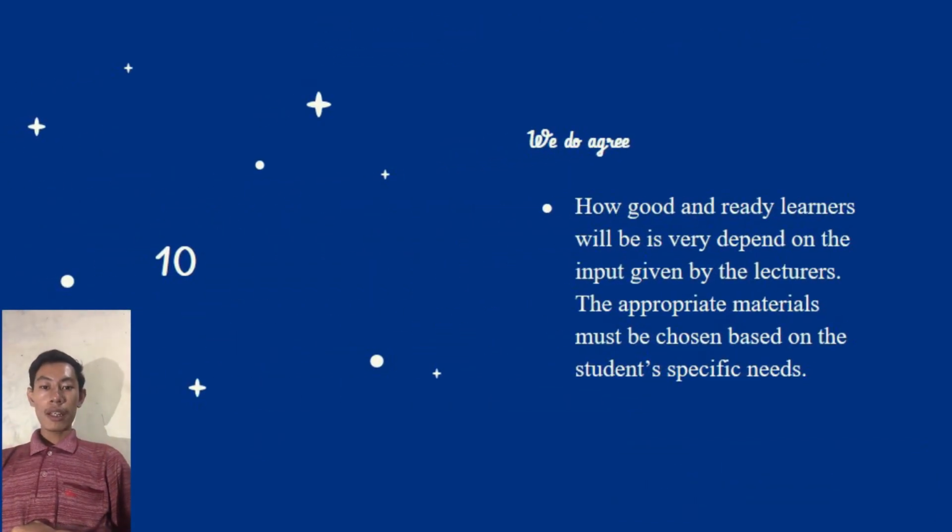Okay, for number 10, it is very important for the teacher to be good at selecting the material, because how good and ready the learner will be, it very depends on the input given by the lecturer. The appropriate material must be chosen based on the student's specific needs. Basically, teacher here as the filter of the material will be taught to the students. It could be the authentic one or teacher generated the material, but both of them must fulfill the curriculum goal.